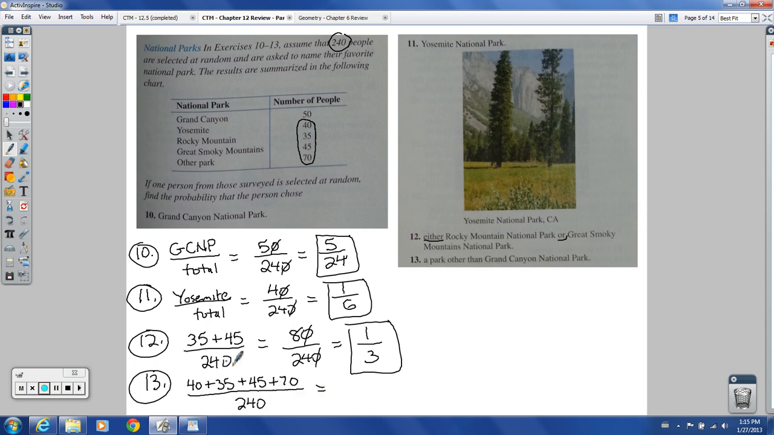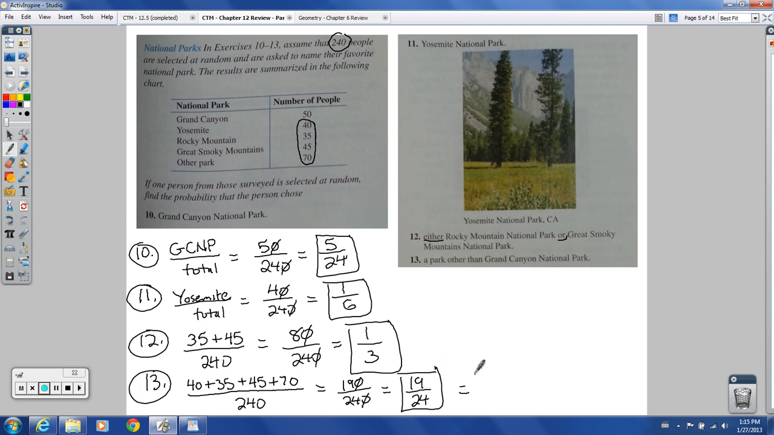This would be 75 plus that would be 120, 190, and so we should get 190 over 240. Get rid of the same number of zeros. That reduces to 19 over 24 then. So that's one way to do this.